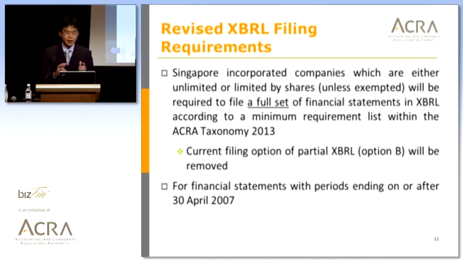So essentially, it means that with the full XBRL being implemented for all Singaporean corporate companies, the current filing option of option B under the FS Manager will be removed. And this will be applicable as long as you are filing financial statements to us with period ending on or after 30th April 2007.